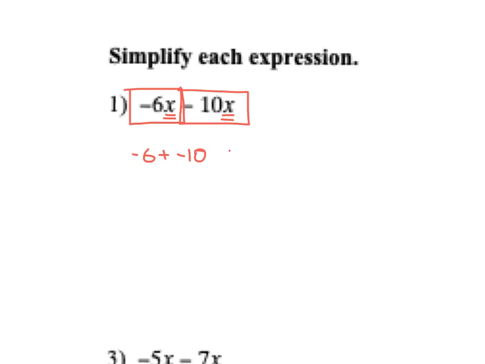So remember, if you're adding integers, you say same sign, add and keep. Both of these are negative, so 10 plus 6 is 16, negative 16. And then don't forget that they were both x's. So our simplified answer is negative 16x.